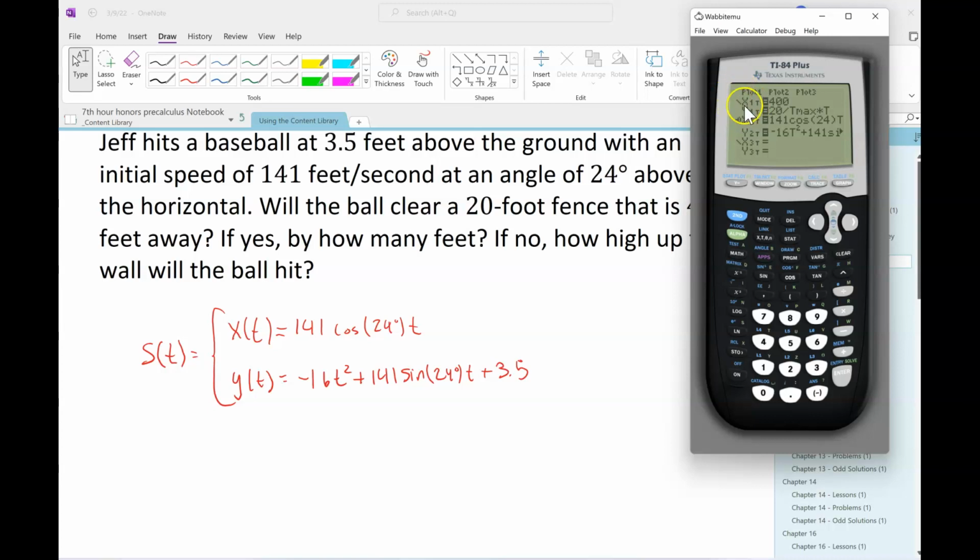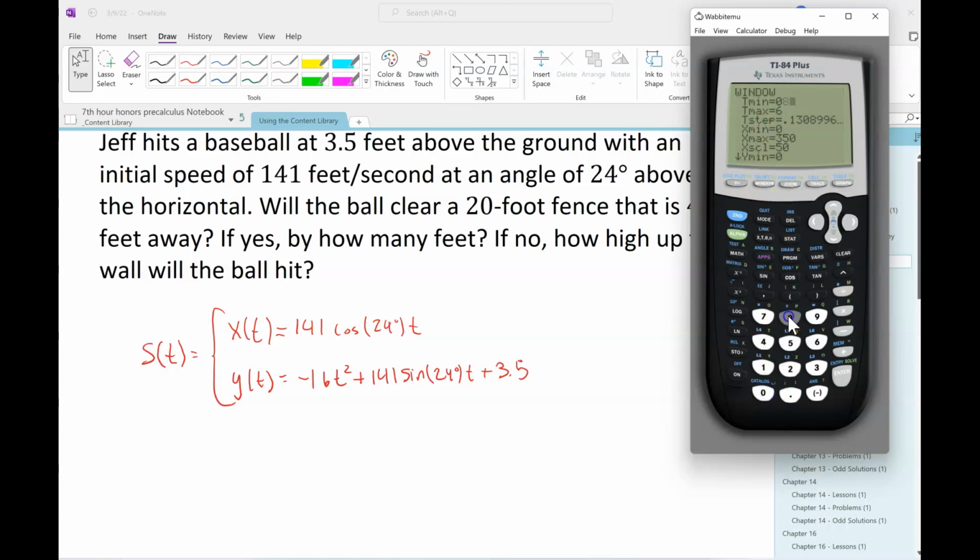I'm still going to have it do the same way, where the wall is going to draw in solid, and then the baseball is going to be that tracer option, so it traces it along. Let's see what Jeff can do. Oh, what did we forget to do?